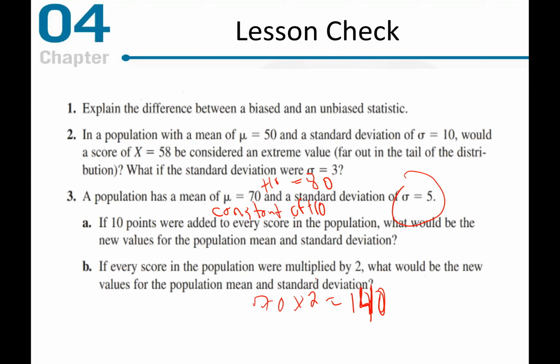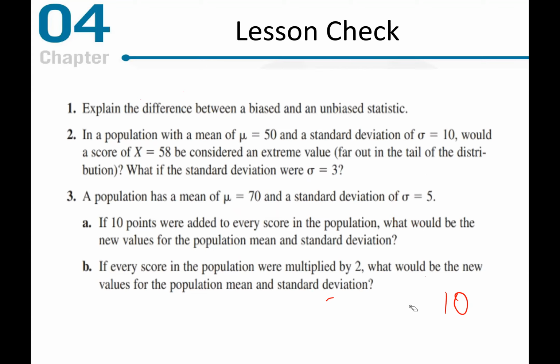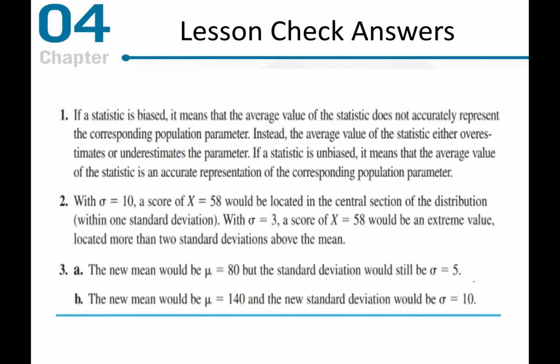The standard deviation is also going to be changed if we multiply by a constant. So the standard deviation, if we're going to multiply by 2, would be 5 times 2, which would give us 10. 10 would be the new standard deviation. All right, and so here are the answers.